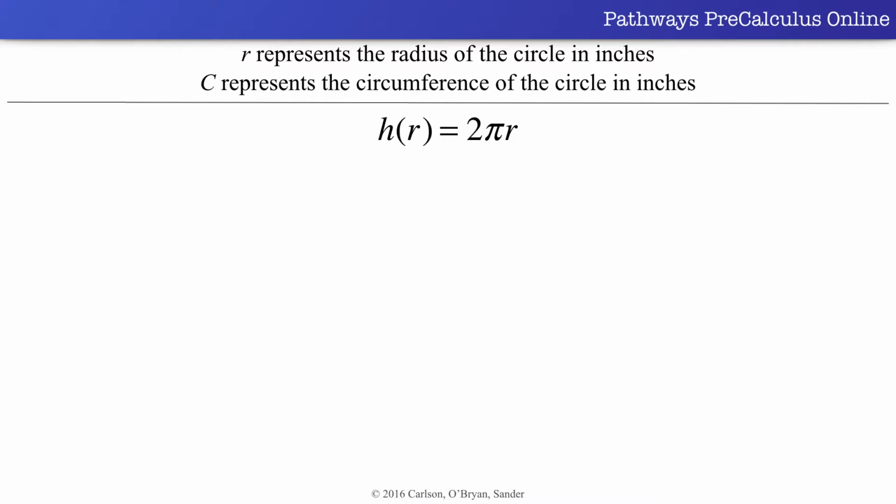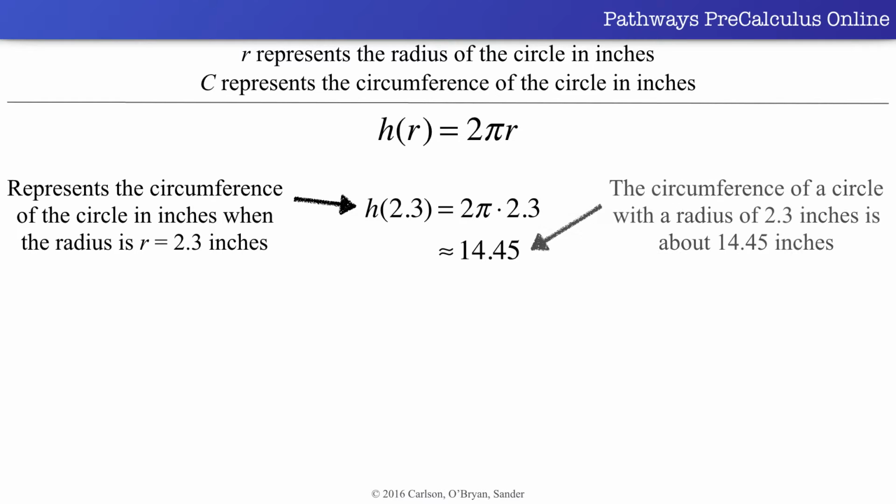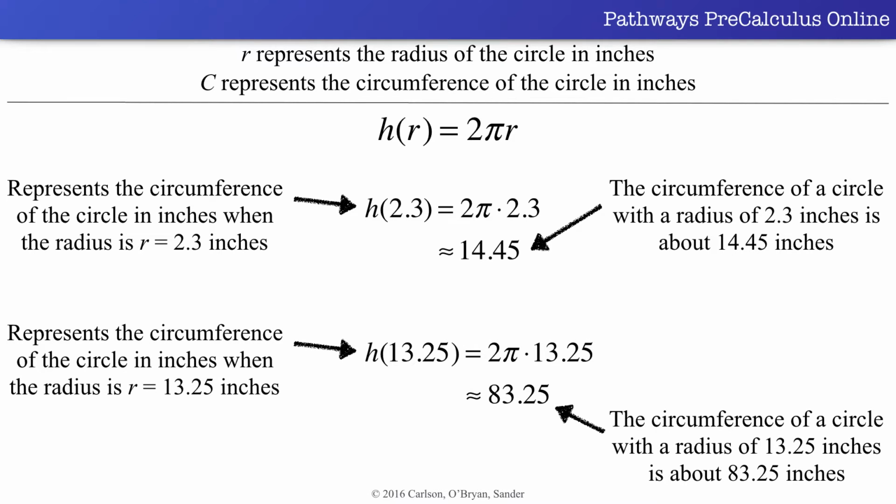If we want to represent the circumference of the circle in inches when the radius is 2.3 inches, we could simply write h of 2.3. However, if we want to know the numerical value for the circumference, we must evaluate h at r equals 2.3. In doing so, we see that the circumference of a circle with a radius of 2.3 inches is approximately 14.45 inches. Similarly, we can evaluate h at r equals 13.25 to determine the circumference in inches of a circle with a radius of 13.25 inches.